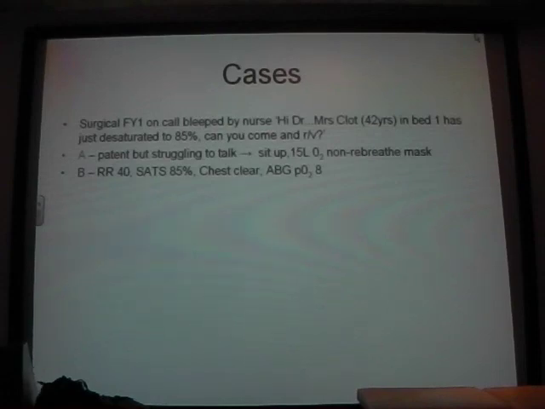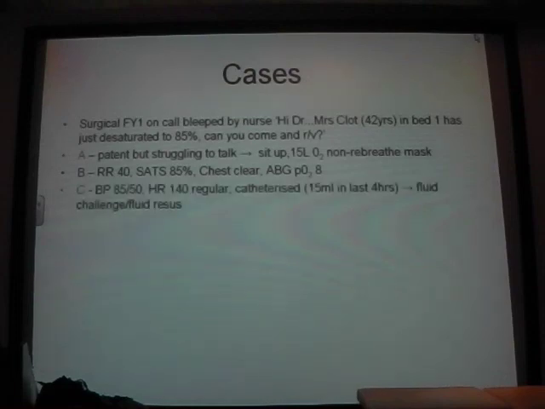Tachypnoeic, sats are 85, you listen on the chest, you can't hear anything. It's not a silent chest, she has got breath sounds, but they're just not very exciting. She's a bit hypoxic on her gas. What do you think of that? Is that gas on her oxygen? Not on 15 litres, just on like 2 litres.